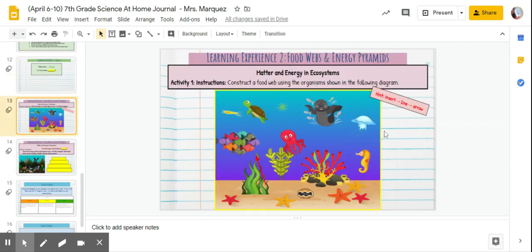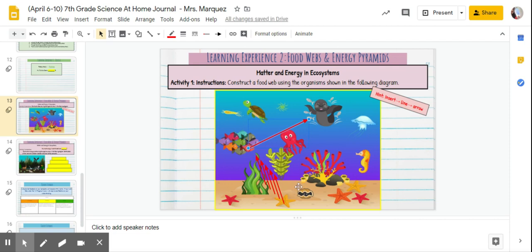Next slide here. Oh, food web. So we have these arrows. I'm going to click on the arrow and I'm going to copy it. That's Control C. And then I'm just going to paste a bunch of them so I can just move them around. So Control V. 1, 2, 3, 4, 5. Let's do 5.